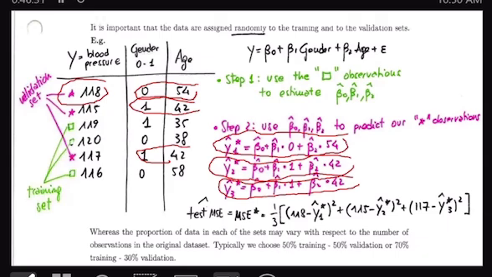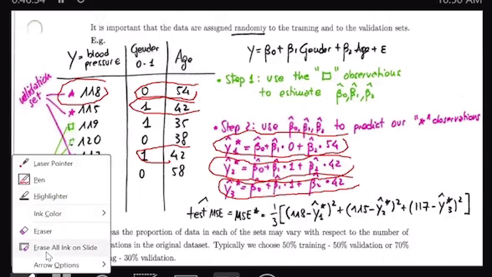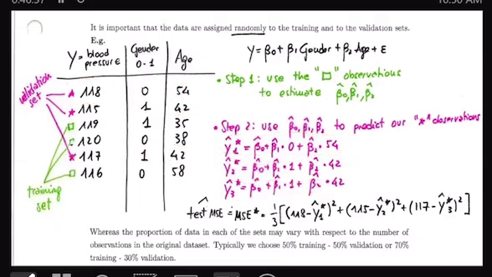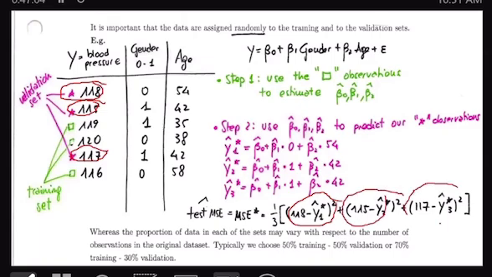Now, what am I going to do now? Because in my test set there's an actual response, I'm going to calculate the squared distance between the actual value of the blood pressure response and the predicted. That's what I'm doing here. When I do that, I add them up, then divide by the number of observations. That is going to give me the test MSE.